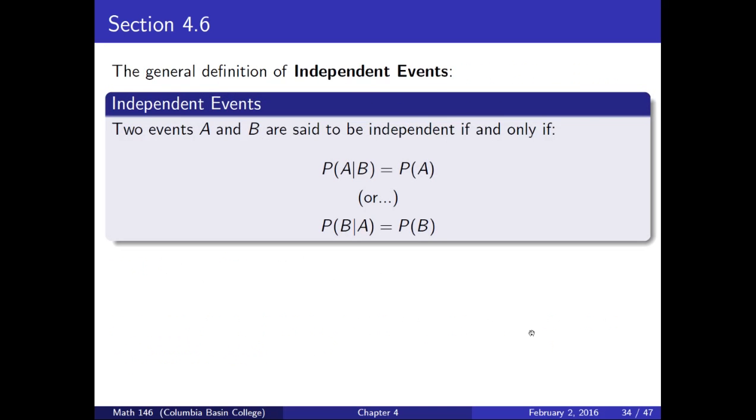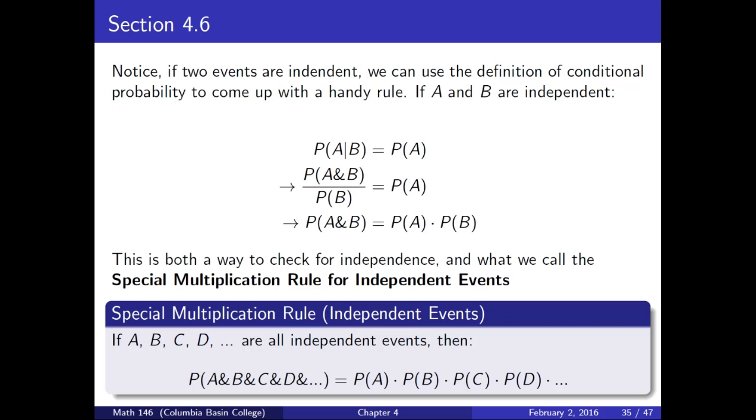The general definition of independence says that all you have to do is check, is the conditional probability of A given B equal to the probability of A, or similarly, is the probability of B given A equal to the probability of B? So if you're trying to check if two events are independent, calculate their probability, calculate their conditional probability, and see if it changes. And if it doesn't change, then it tells you they're independent.